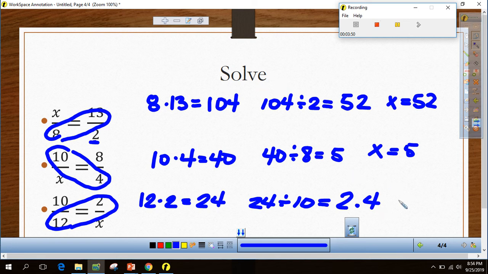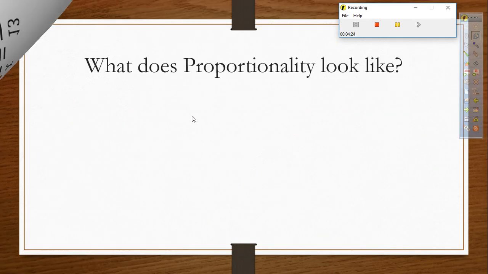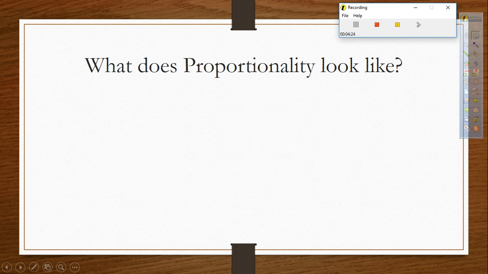It's weird to us because we don't typically see fractions that look like this. If I were to sub this 2 and 4 tenths back in for x, we don't normally see a decimal inside of a fraction. But in the case of proportions, it is okay because we're just solving for that missing piece. So, let's talk about what proportionality looks like.